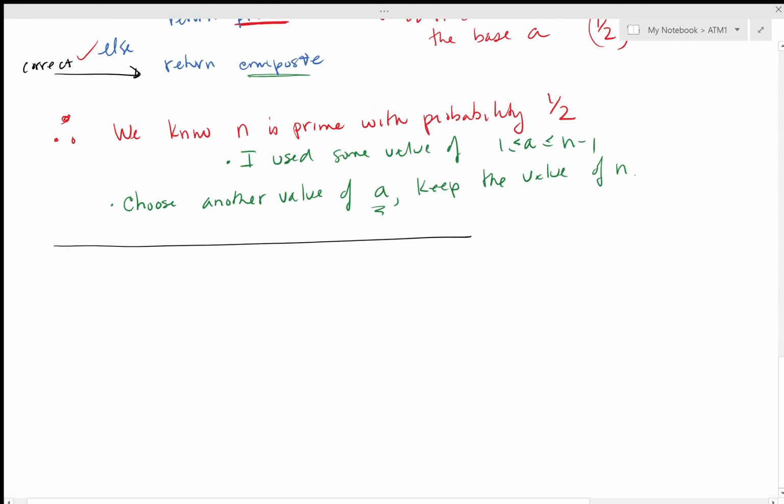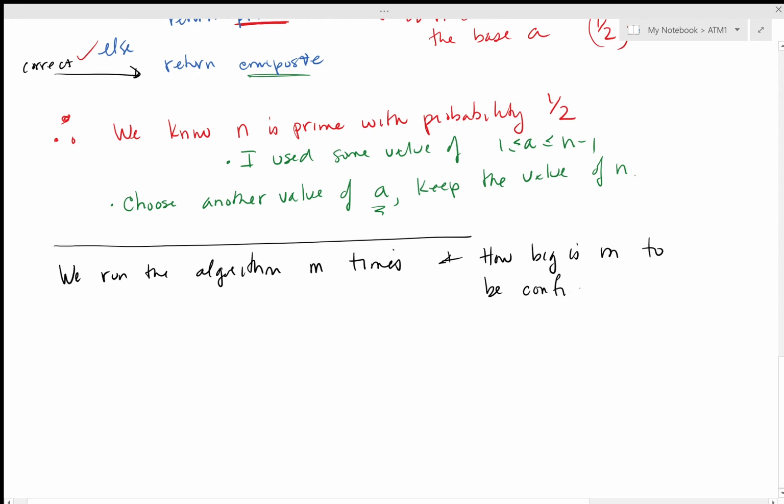Okay, so we run the algorithm m times. You can pick m yourself. So you could calculate m. If I want an error of less than 1 in 1,000 or 1 in 10,000, what value should m be? Why don't you answer that question for yourself? How big is m to be confident the probability of error is less than 1 in 10,000?